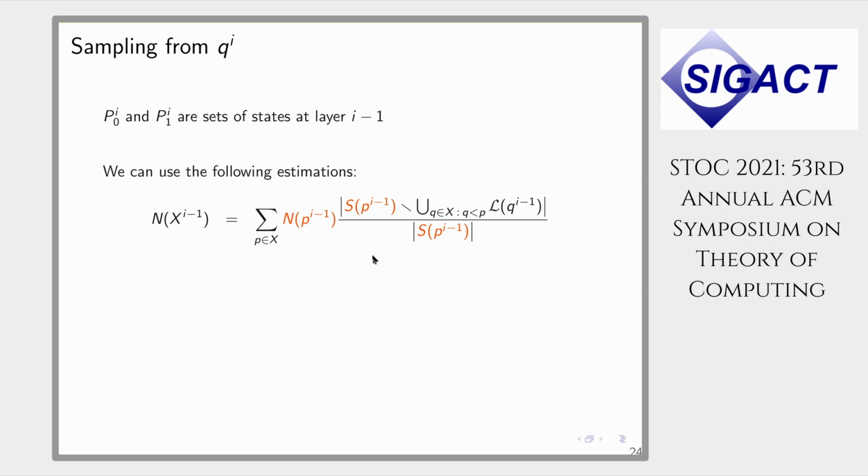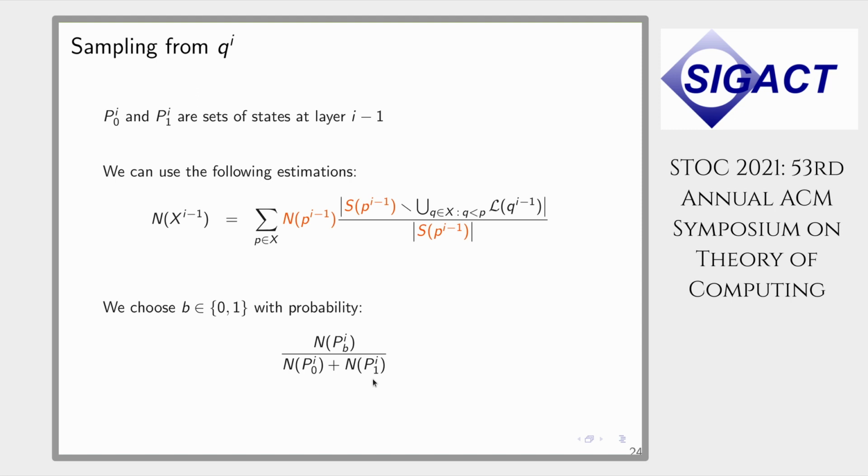And remember, these were the estimations for these numbers. So then how do we choose this bit? We just choose it with the probability which, for 0, is going to be the estimation of the size of the set P^I_0 divided by the estimation of the size of P^I_0 and P^I_1.